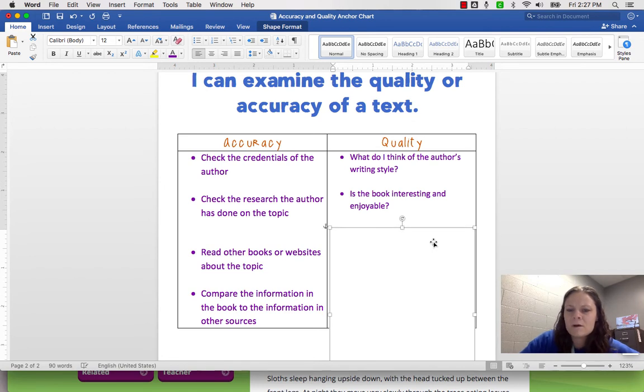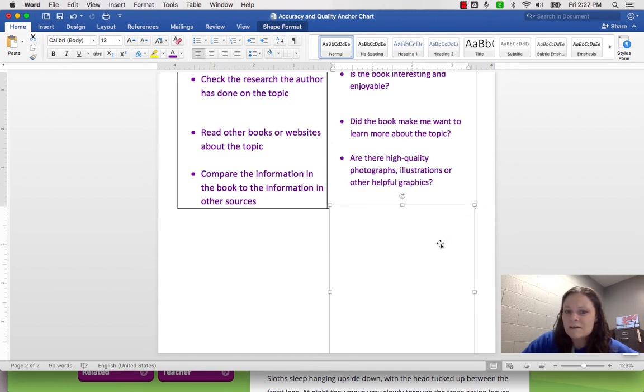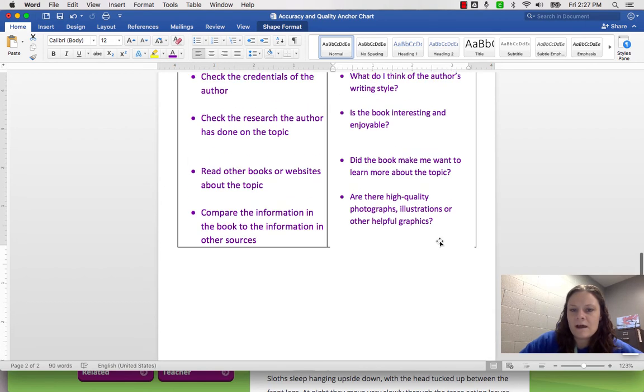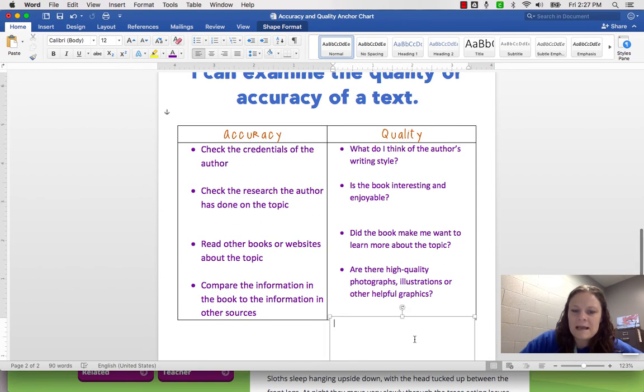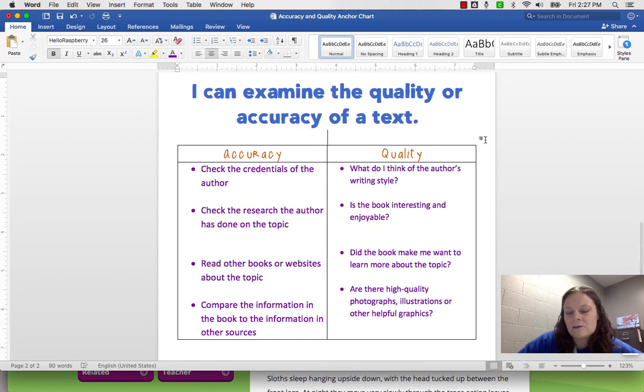That's a quality book. Quality information. Did the book make me want to learn more about the topic? If it did, it was quality. Are there high quality photographs, illustrations, or other helpful graphics? These are ways that we can evaluate a book and examine the quality or the accuracy of it.